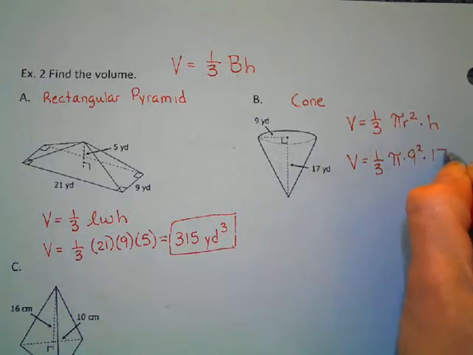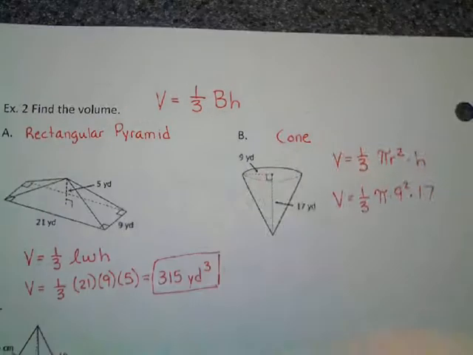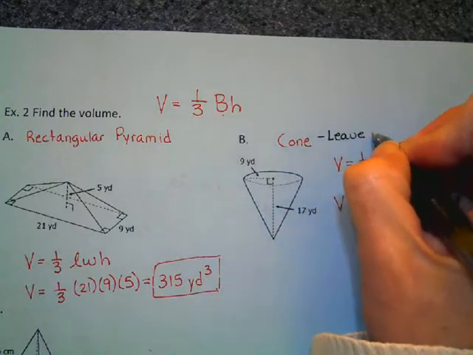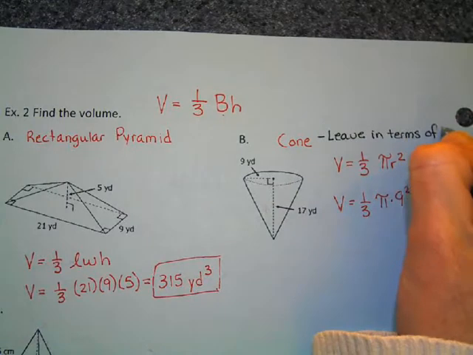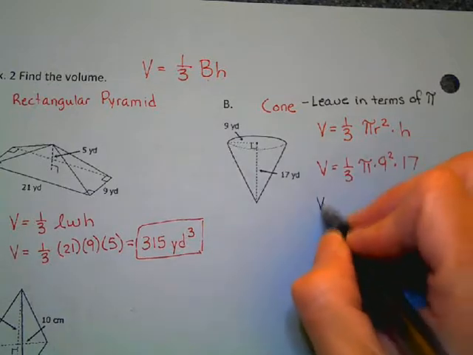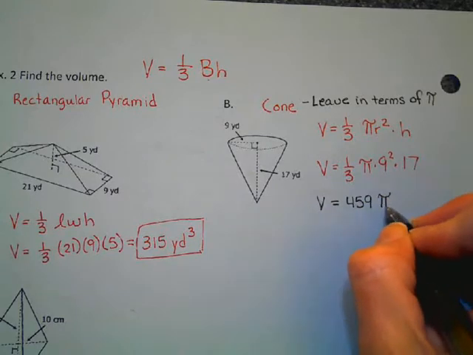Again, this one, because it has a pi, they're going to say leave in terms of pi. So you can see that? Okay. Alright, so I'm going to do 9 squared times 17, and then I'm going to divide that answer by 3. So I get the volume is 459 pi. And this would be yards cubed.